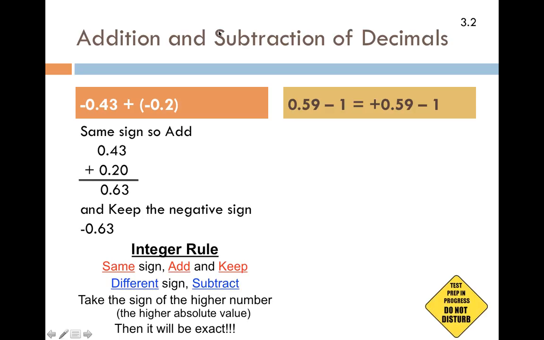Okay, so we got a different problem here. Okay, we've got 5900 minus 1. Okay, so I want you guys to solve this problem. Okay, let's see if we can come up with the correct answer here.